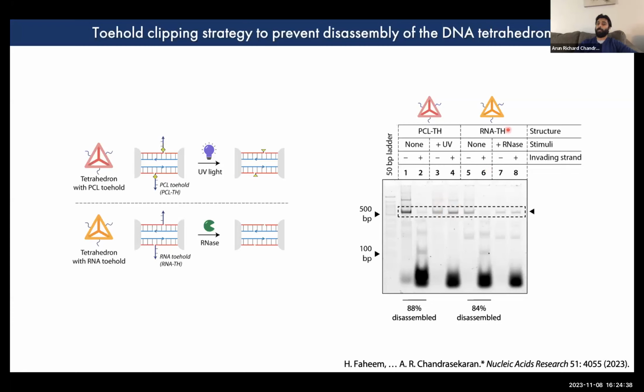And with the RNA toehold, without an RNase present, the tetrahedron disassembles on the addition of an invading strand. However, when you add RNase A, the toehold is clipped, and now since there is no toehold, the tetrahedron remains intact even in the presence of an invading strand. So this shows that we can not just control strand displacement processes in single strands and duplexes, but also in complex nanostructures.